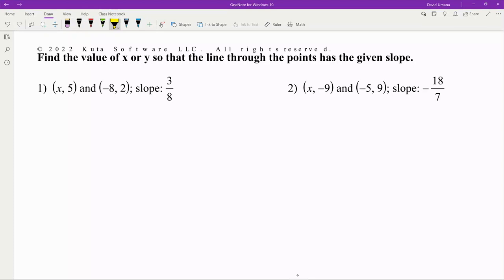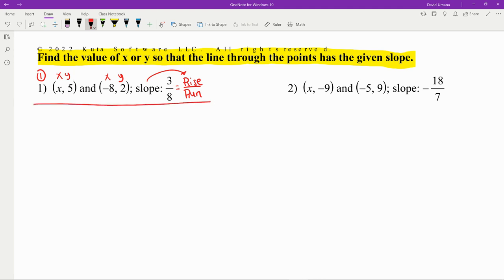So I'm going to go ahead and give you the steps in order to find the value of x and y so that the line through the points has the given slope. Now what that means is I'm going to break this down into steps. So step 1, identify the x and y values for each coordinate. Then also identify the rise and run for the given slope. So that's this. And that's it. That's step 1. We quickly then move on to step 2.